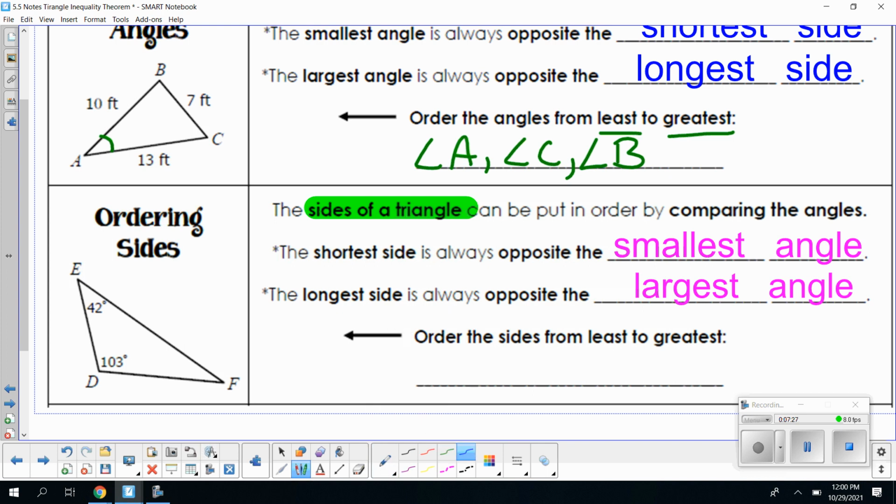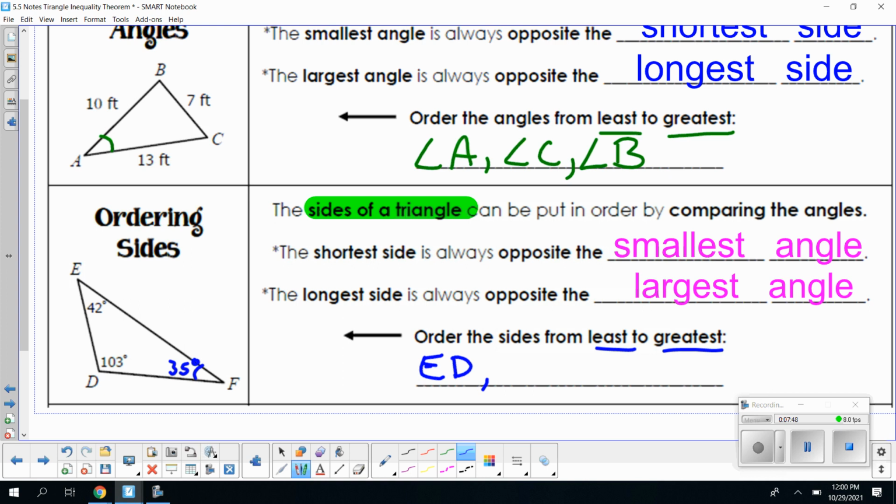So our smallest angle is going to be F. If we take that and find the measurement of F, it is actually 35 degrees. I guess I should have done that first. Okay, so F is our smallest angle, which makes side ED our shortest side.